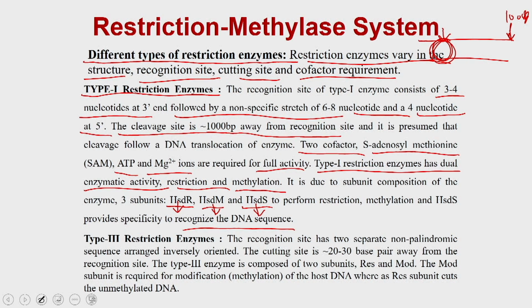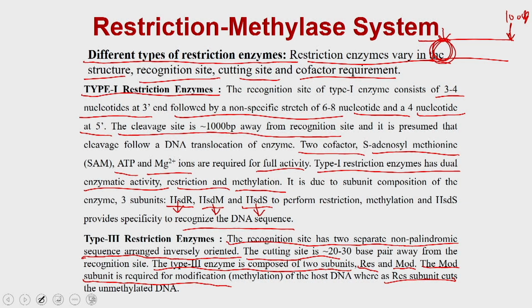Type 3 restriction enzymes have a restriction site with 2 separate non-palindromic sequences arranged in inverse orientation. The cutting site in this case is 20 to 30 base pairs away from the main recognition site, and the type 3 enzyme is also composed of 2 subunits. It is a restriction as well as a modification enzyme. The Mod subunit is required for modification, which means methylation of the DNA, whereas the Res subunit is required to cut the unmethylated DNA.